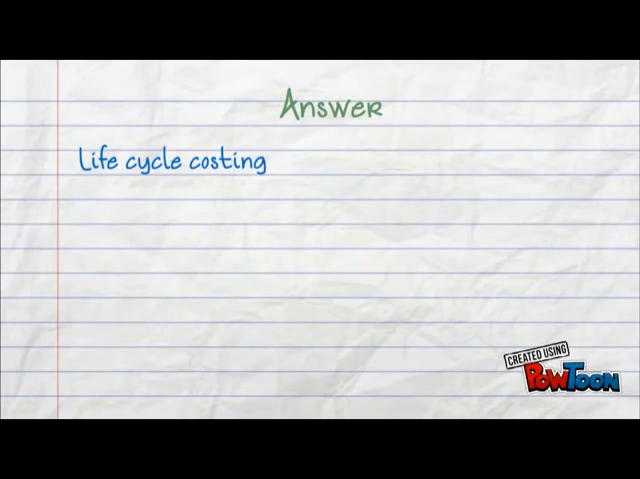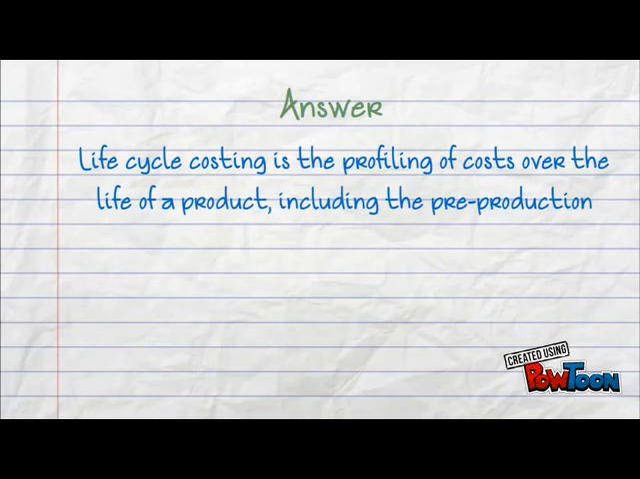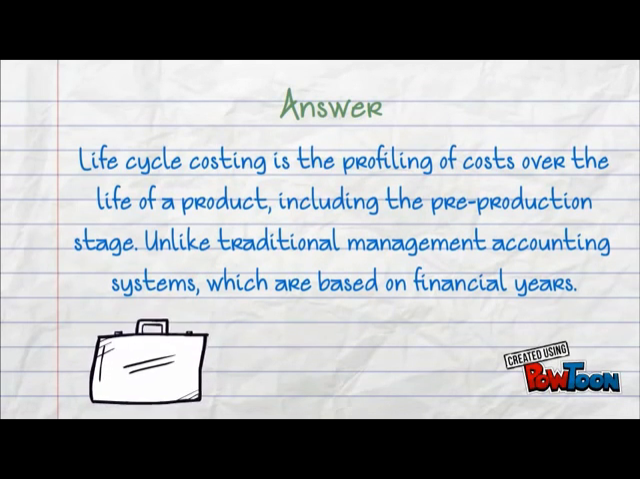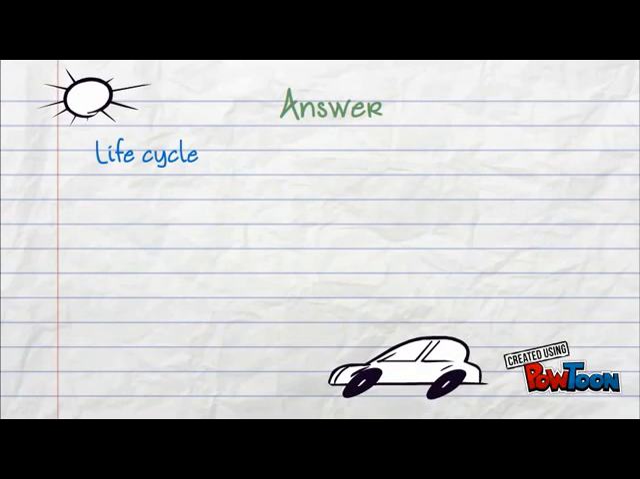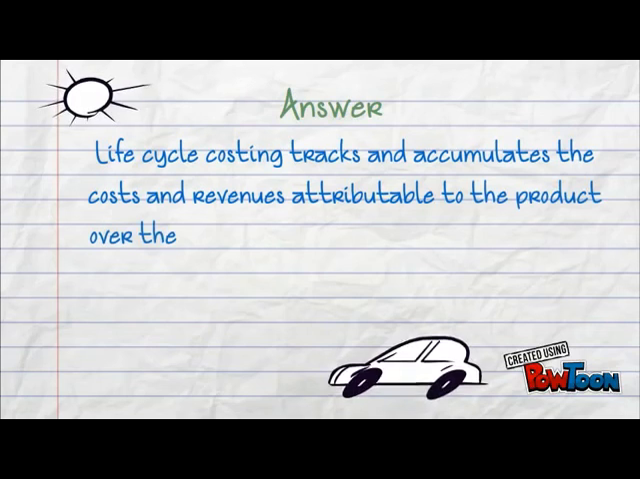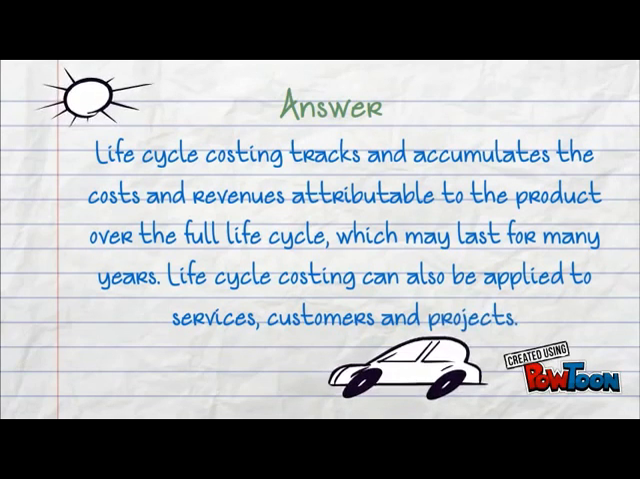Life cycle costing is the profiling of costs over the life of a product, including the pre-production stage. Unlike traditional management accounting systems, which are based on financial years, life cycle costing tracks and accumulates the costs and revenues attributable to the product over the full life cycle, which may last for many years. Life cycle costing can also be applied to services, customers, and projects.